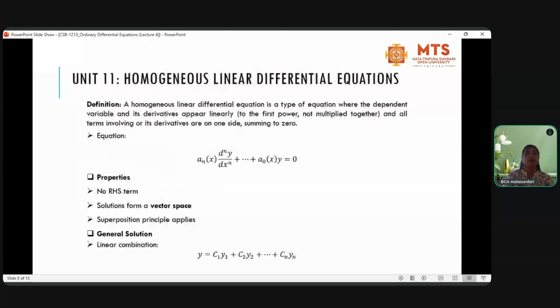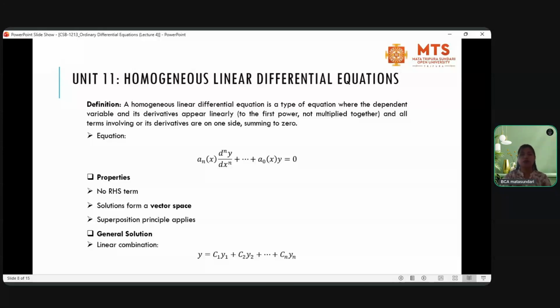Moving to unit 11, homogeneous linear differential equations. What is the definition? It is a type of equation where the dependent variable and its derivatives appear linearly, to the first power, not multiplied together, and all terms involving y or its derivatives are on one side, summing to 0.